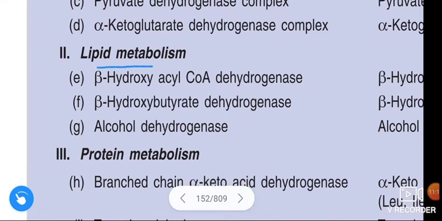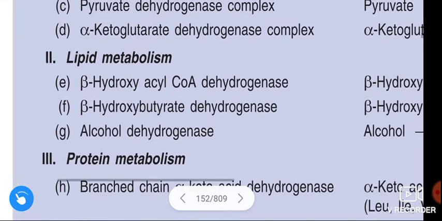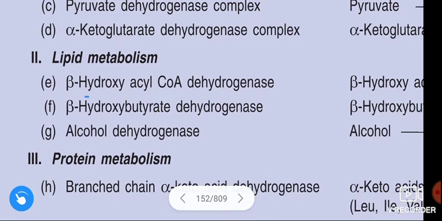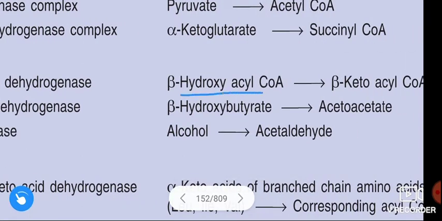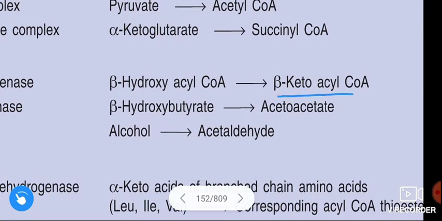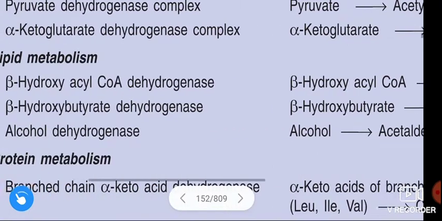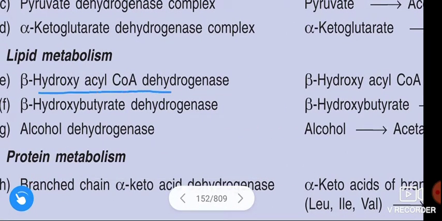Next, lipid metabolism enzymes that depend on NAD+ are, first, beta-hydroxyacyl-CoA dehydrogenase, beta-hydroxybutyrate dehydrogenase, alcohol dehydrogenase. See here what the reactions are. Beta-hydroxyacyl-CoA dehydrogenase converts beta-hydroxyacyl-CoA to beta-ketoacyl-CoA. We are talking about the dehydrogenase.